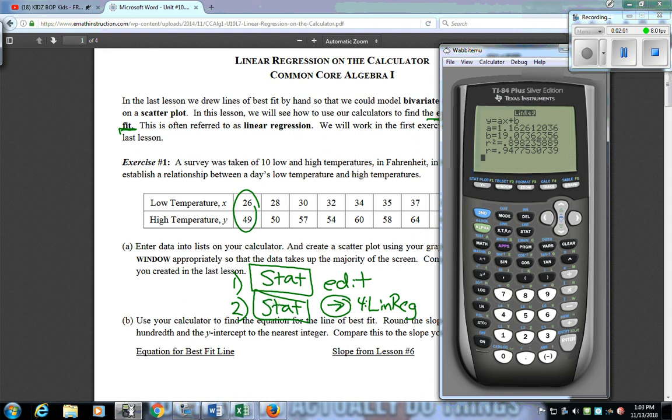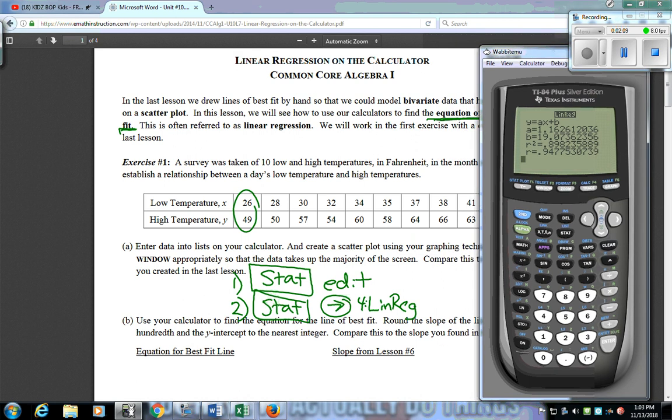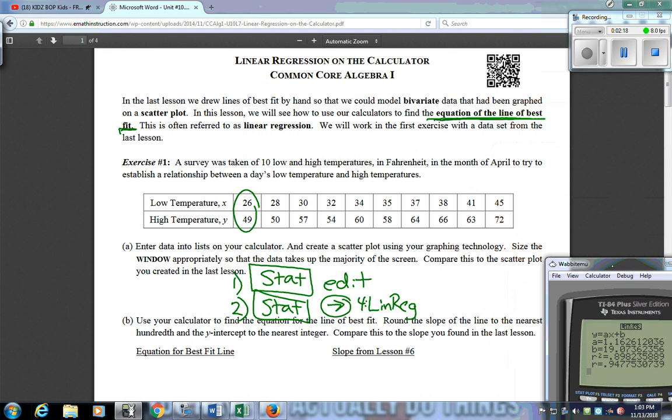And you're going to see a group of numbers. Okay, we got 4 different values. All of them are decimals. We got a, b, R squared, and r. Okay, so what they want us to do in question 2 is round the slope to the nearest hundredth and the y-intercept to the nearest integer.